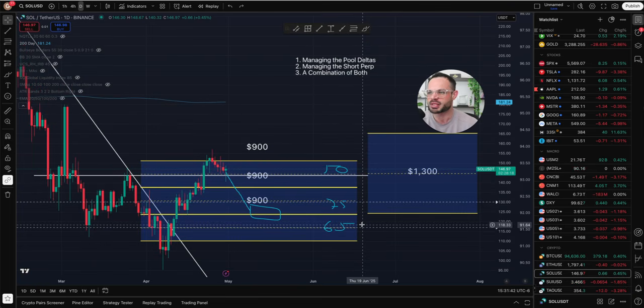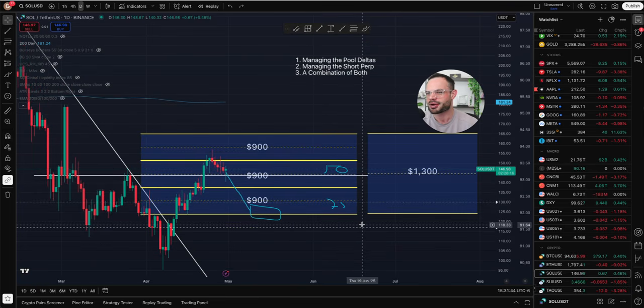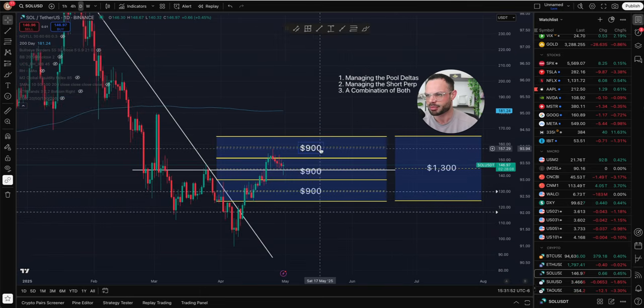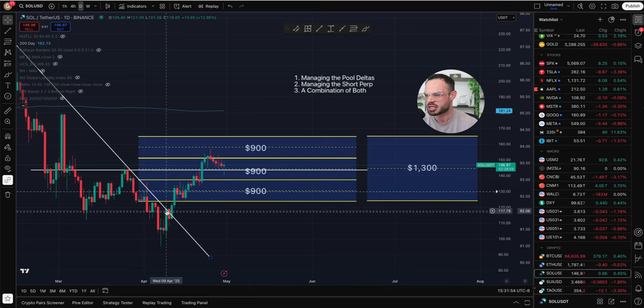Okay, I hope this is making sense, guys. Again, they are the 3 ways that I think about managing this type of buffalo spread or delta hedged strategy. Again, the reason for me actually closing out my shorts on this strategy is because we've seen Solana break out of its downtrend.